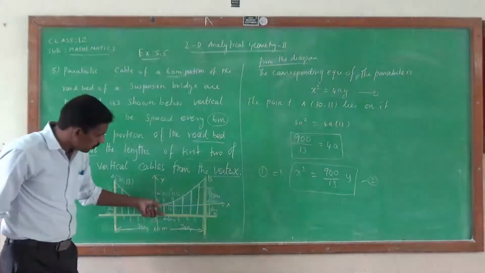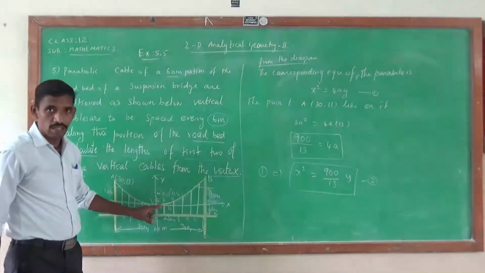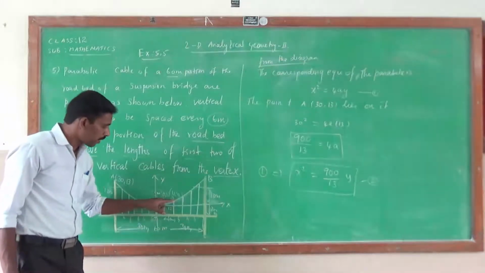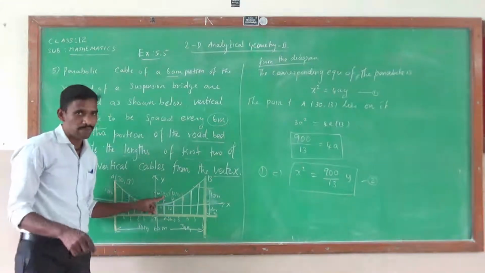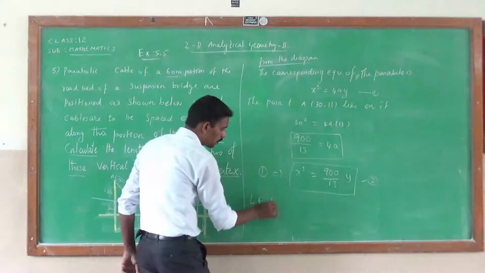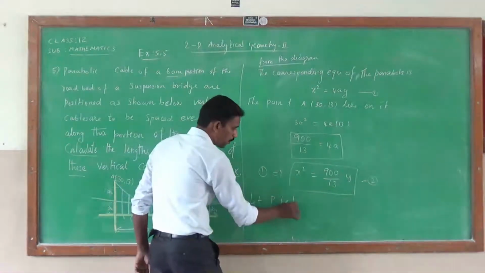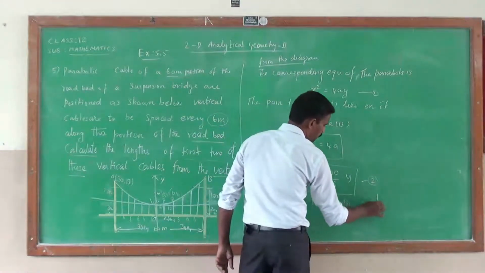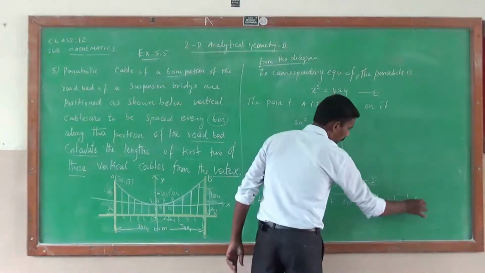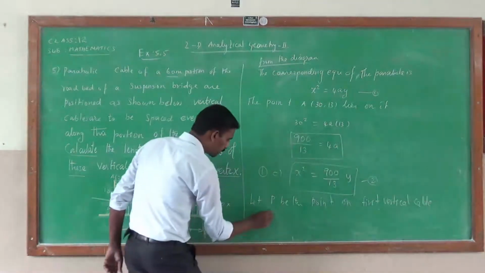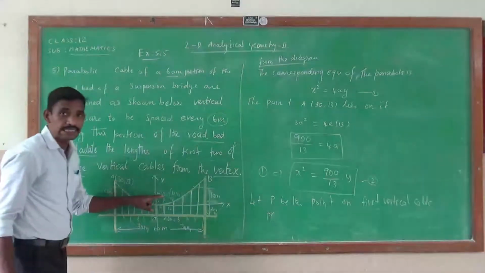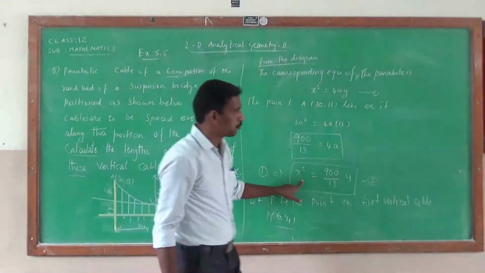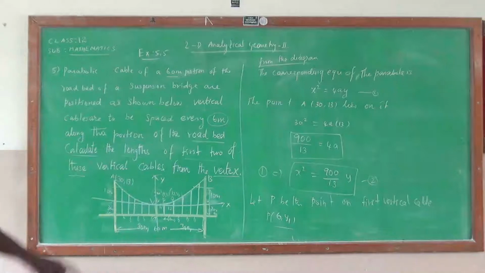Now we want to find out the vertical cable height of the first cable as well as the second cable. Just imagine that there is a point P and a Q. So point P is already known as (6, y1). Let P be the point on the first vertical cable. That is nothing but (6, y1). This point lies on equation number 2.